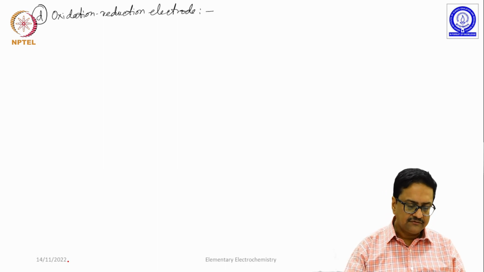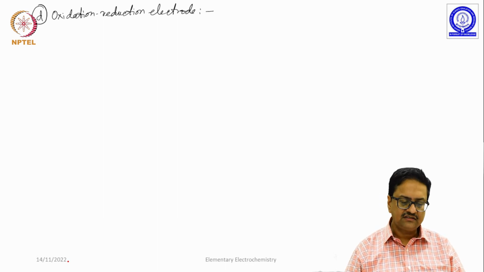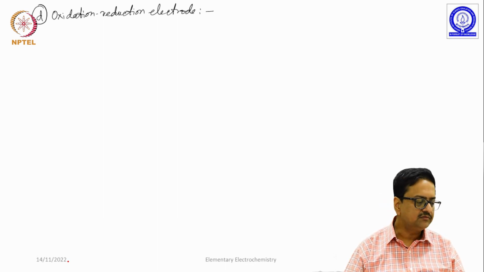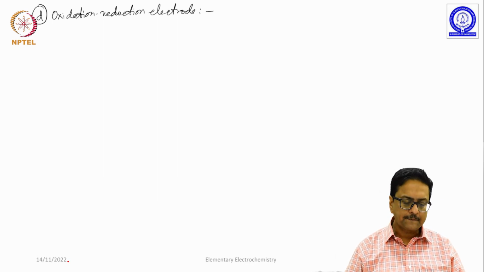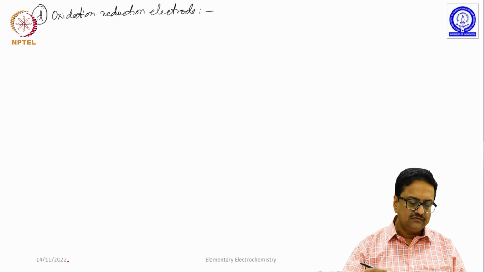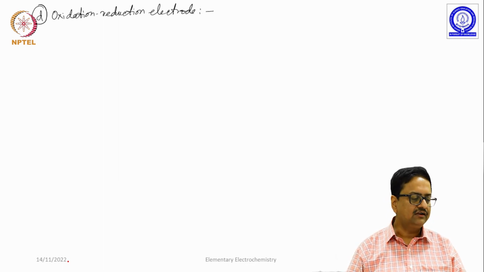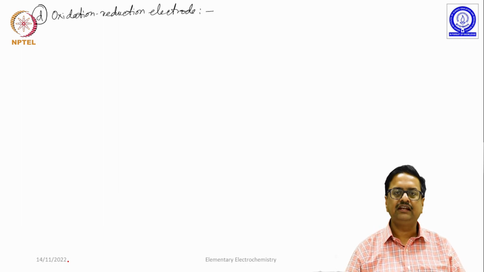See, if you have noticed the cell reactions we have written in the previous cases of the metal ion electrode, metal sparingly soluble salt electrode, and gas electrode, everywhere we have talked about the oxidation and reduction process involving a particular element in its elemental state, that is, oxidation state 0. Hydrogen electrode, chlorine electrode, and then metal ion electrode. Everywhere one of the elements is taken at its oxidation state 0.